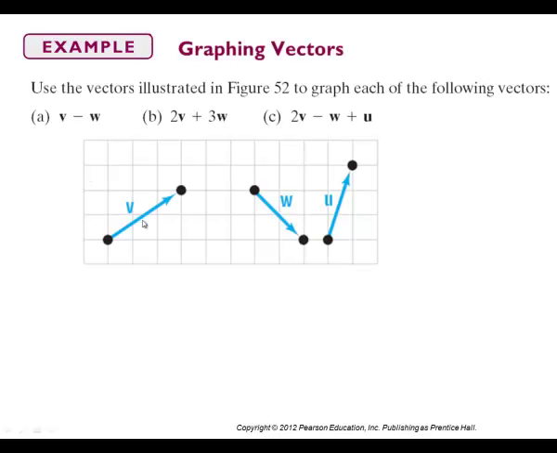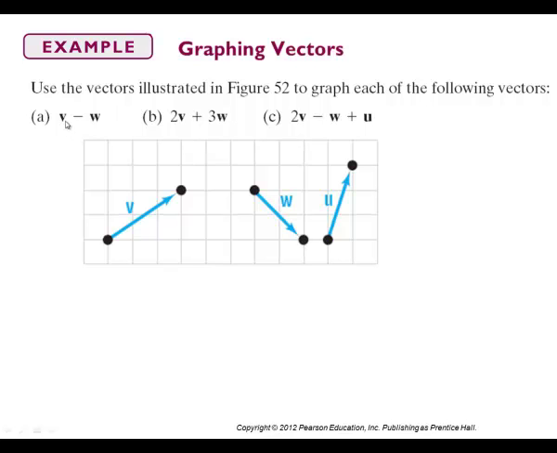Here we have vector v, and it's got a horizontal component of 3 units and a vertical component of 2 units. The original vector w goes 2 down, and then 2 to the right.